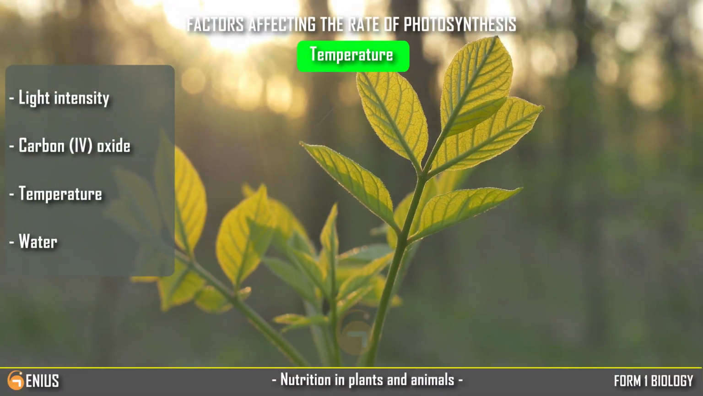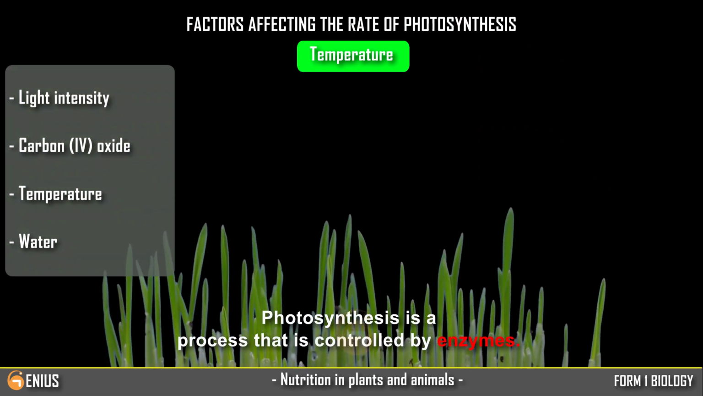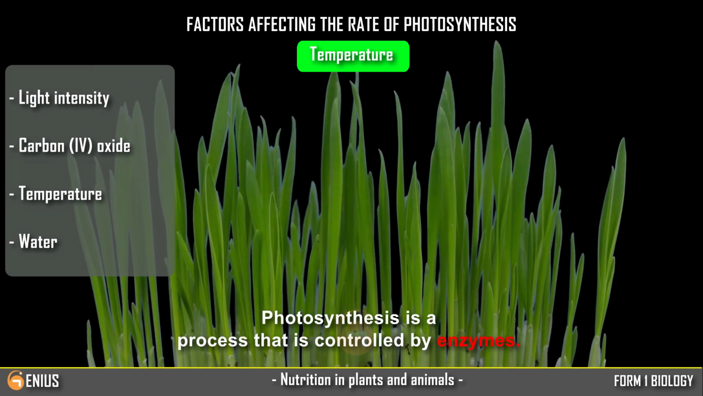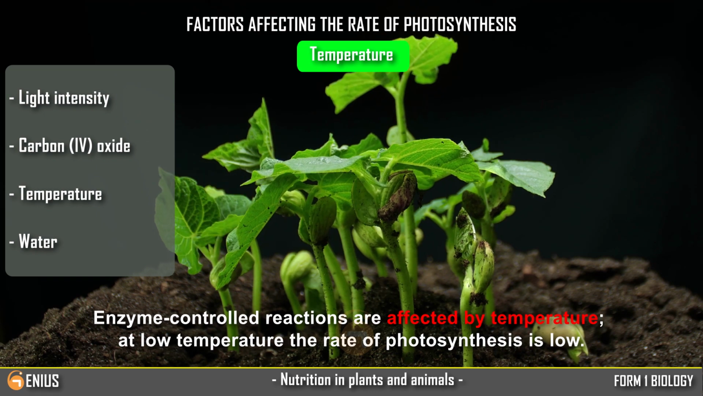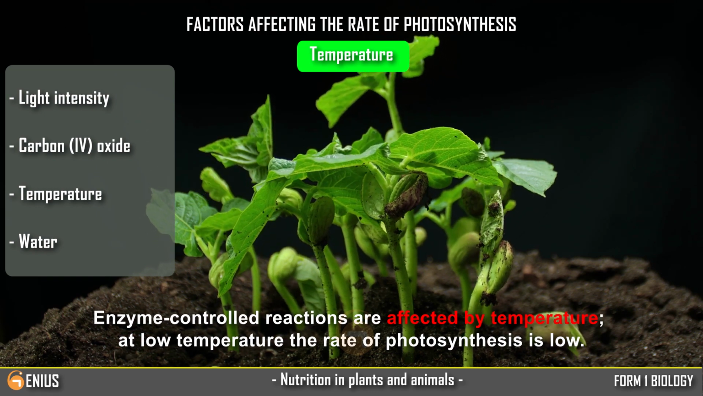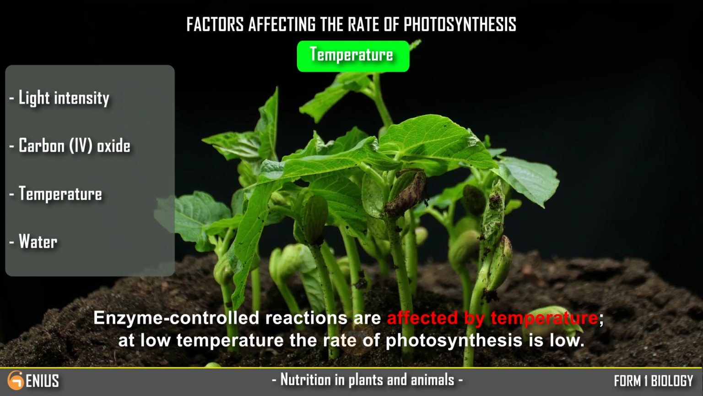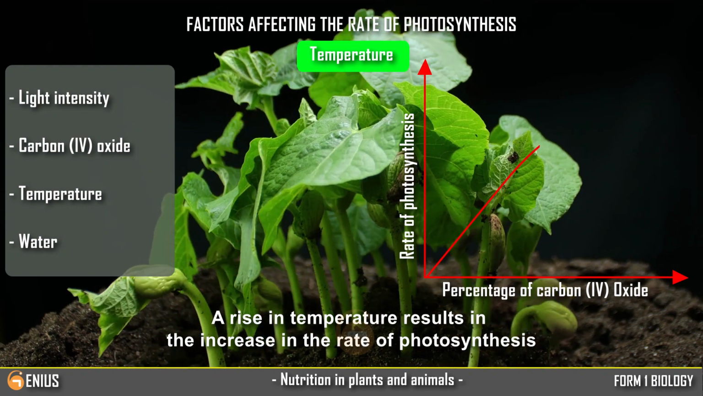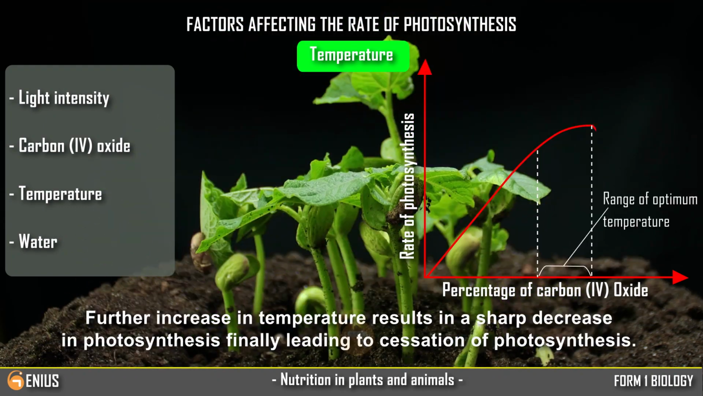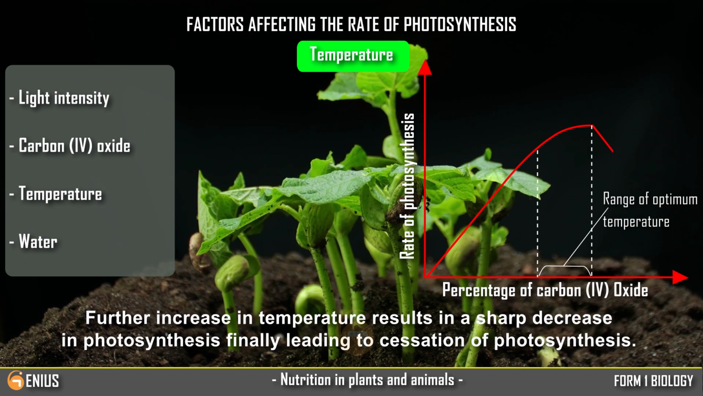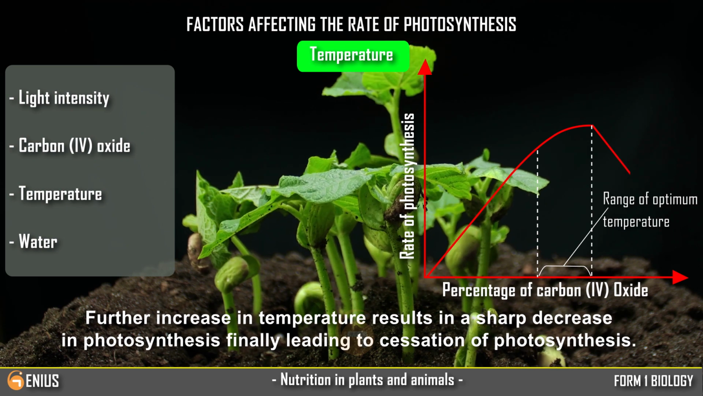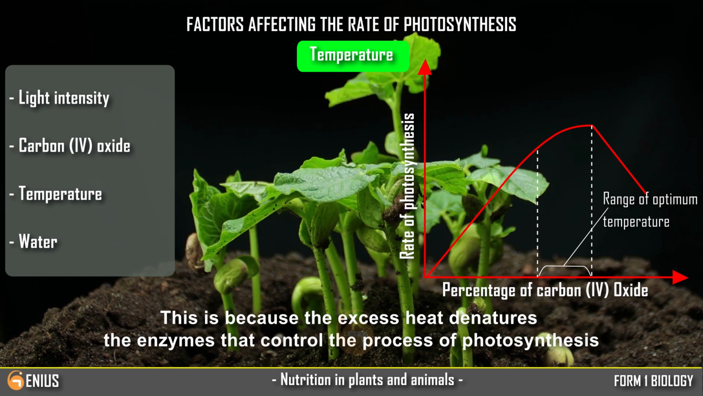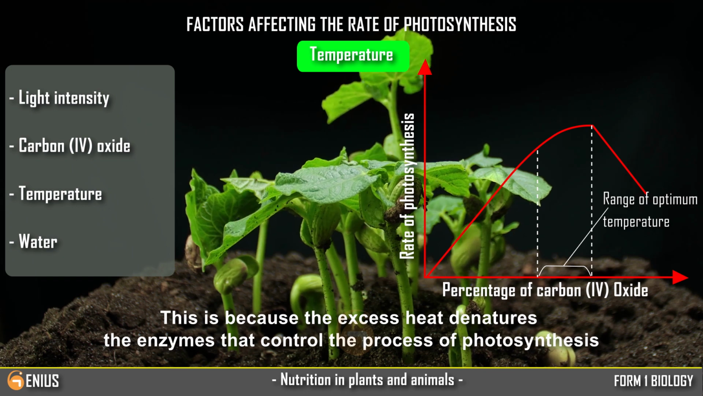Temperature. Photosynthesis is a process that is controlled by enzymes. Enzyme-controlled reactions are affected by temperature. At low temperature, the rate of photosynthesis is low. A rise in temperature results in the increase in the rate of photosynthesis. Further increase in temperature results in a sharp decrease in photosynthesis, finally leading to cessation of photosynthesis. This is because the excess heat denatures the enzymes that control the process of photosynthesis.